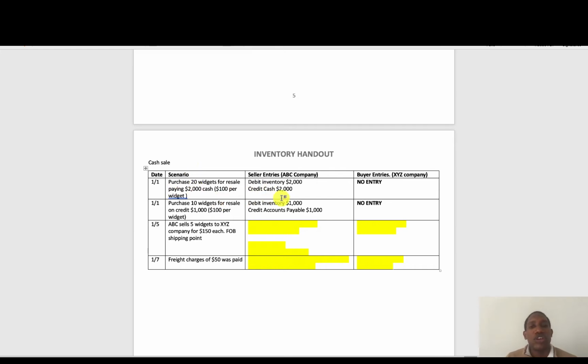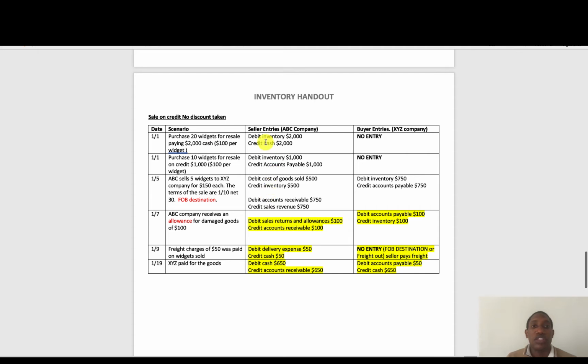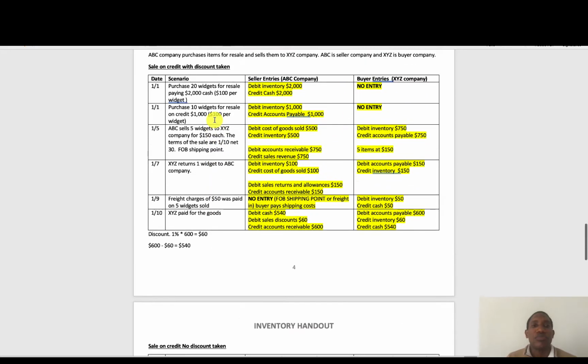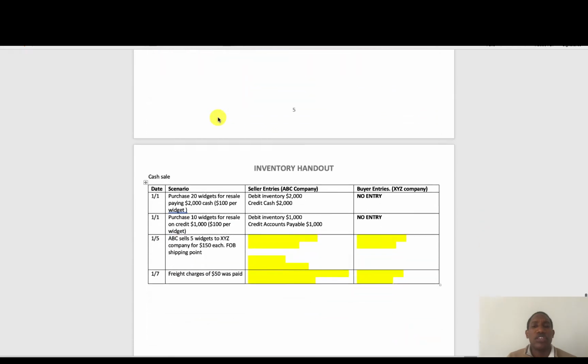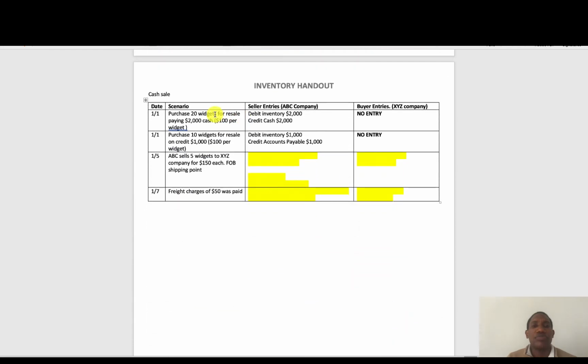So the first two transactions are the same exact. The transactions on the first are the same exact ones on the sale with no credit taken, and the same exact transactions on the first scenario, the sale on credit with discount taken. So you can look at the previous videos for that. So these two transactions don't change. Where ABC purchased inventory, so we debit inventory for 2,000, we credit cash for 2,000, we debit inventory for 1,000, we credit accounts payable for 1,000.